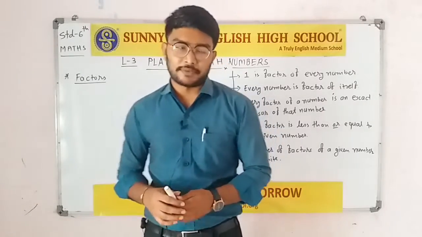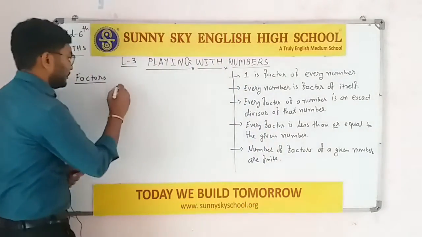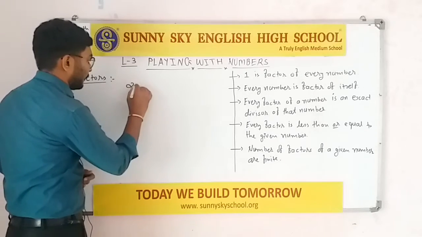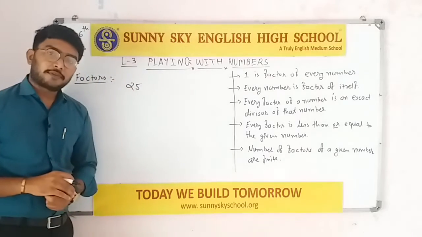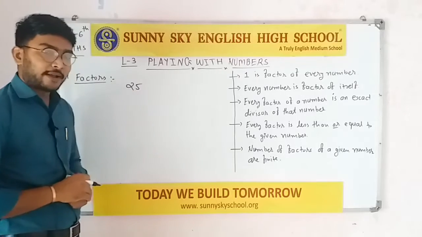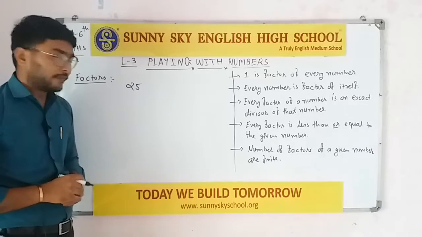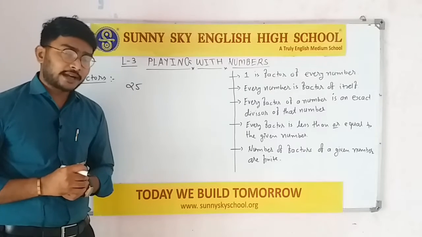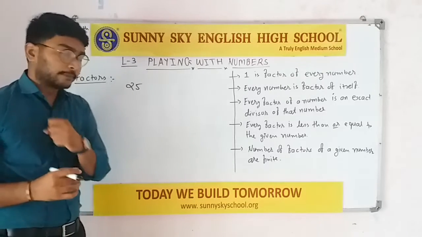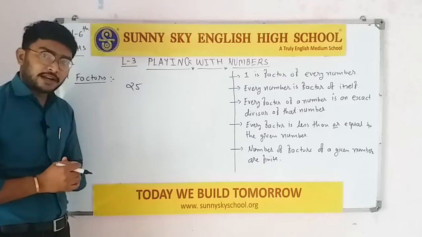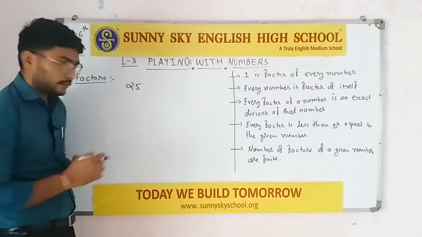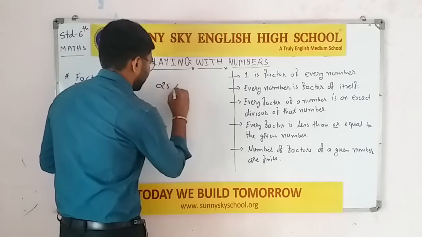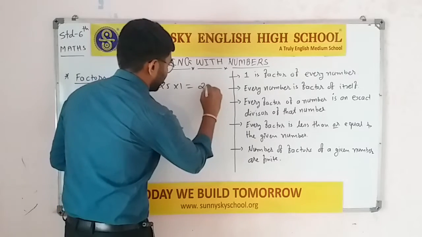Okay, let's take one example. Here we want to find the factors of 25. How can we find the factors of 25? Start dividing with 1. If you divide 25 by 1, you get the answer 25. Then 25 multiplied by 1 is equal to 25.